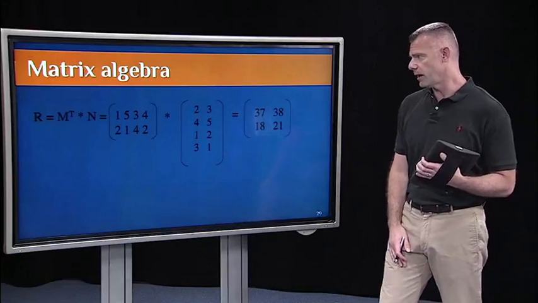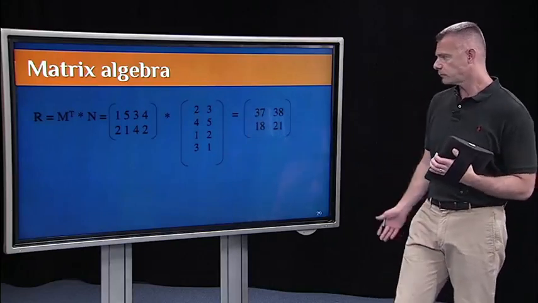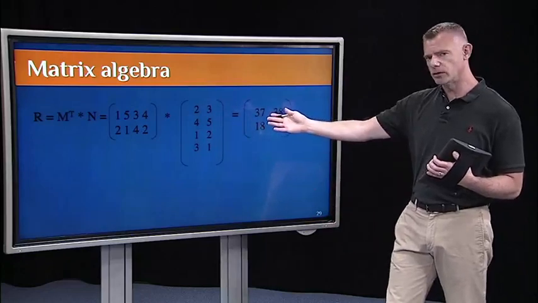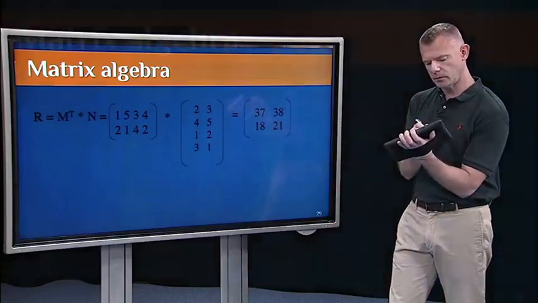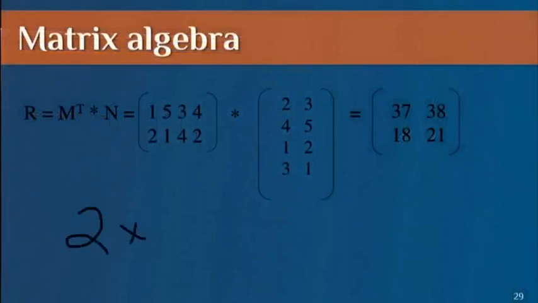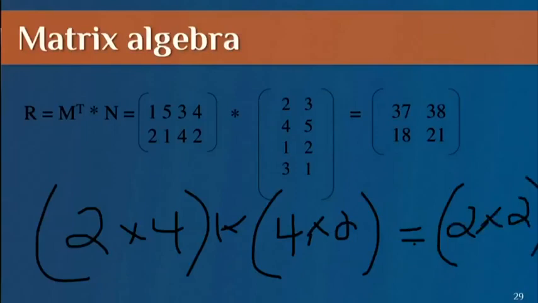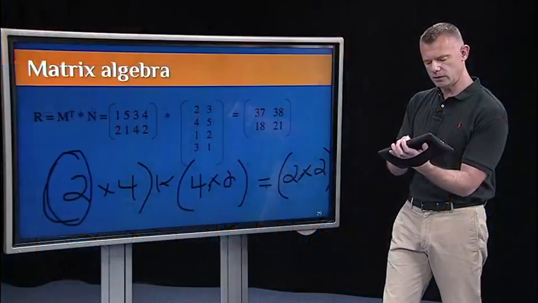And I'm going to multiply it by N. So I have a 2x4 matrix multiplied by a 4x2. So this is 2x4. I'm going to multiply that by a 4x2. What that will give me is a 2x2 product matrix. That's a 2 by 2.